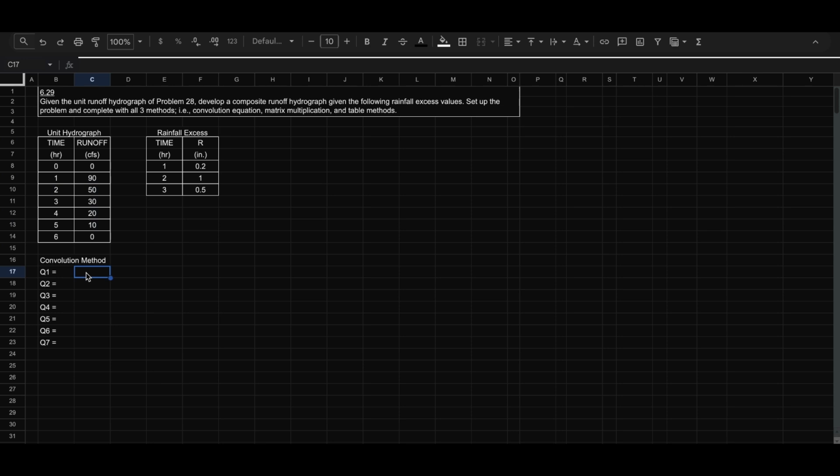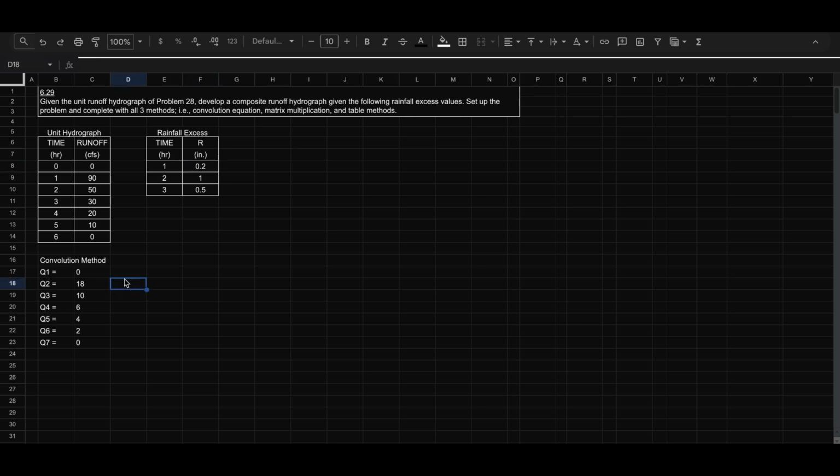So all you need to do now is follow this process. You need to multiply each of the rainfalls by each Q value of the unit hydrograph. And you're gonna do it this way: equals this F4, so we absolute that cell, times the first value of the runoff, the unit hydrograph. When we have that, you just drag it down. So you got this value multiplied by each one of these in the unit hydrograph.